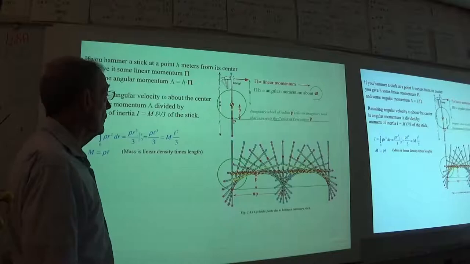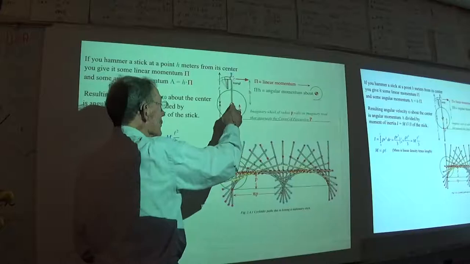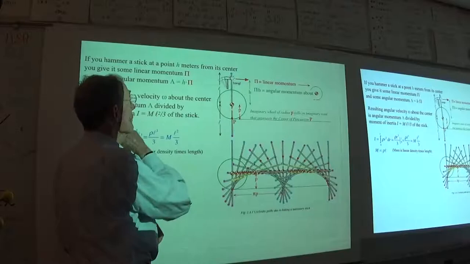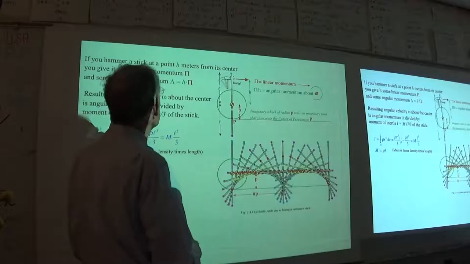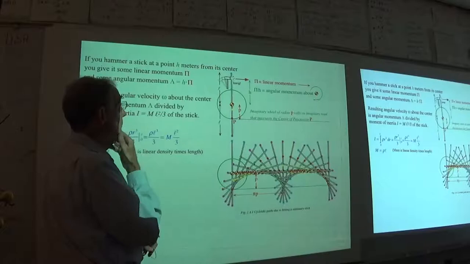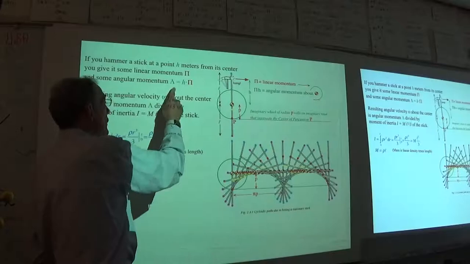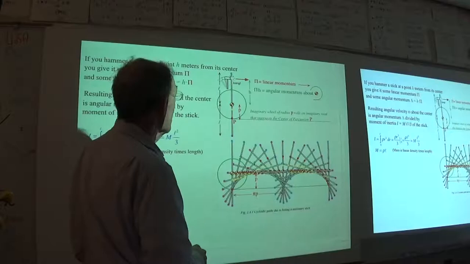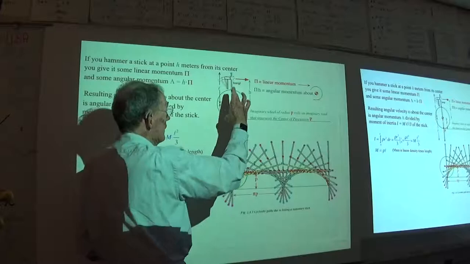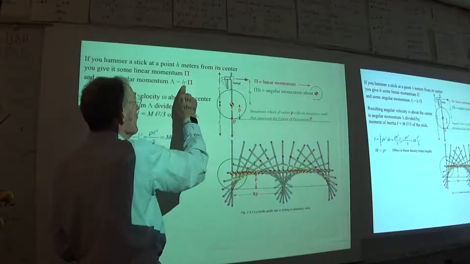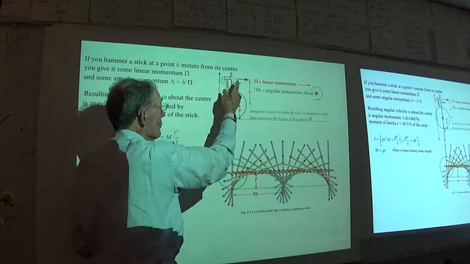But the thing that's interesting is when you hit this stick anywhere except the dead center, you give it both angular momentum and linear momentum. So we'll use the uppercase Greek pi to represent the momentum that we've been talking about throughout the beginning of this course. And L is usually reserved for angular momentum, but I'm just using Greek letters here. The lambda is the angular momentum. And it's pretty obvious that the amount of angular momentum you've given is the distance h up to that point times the linear momentum that you imparted with that bang right there.